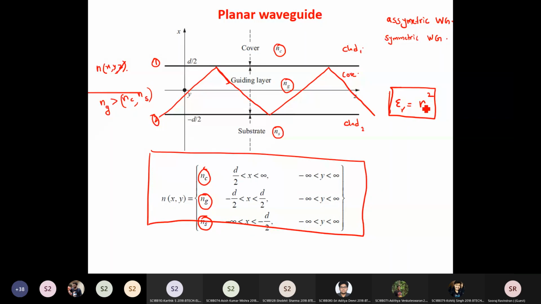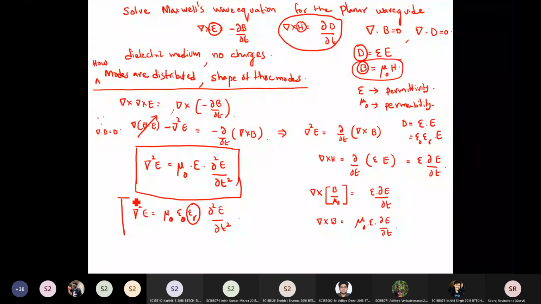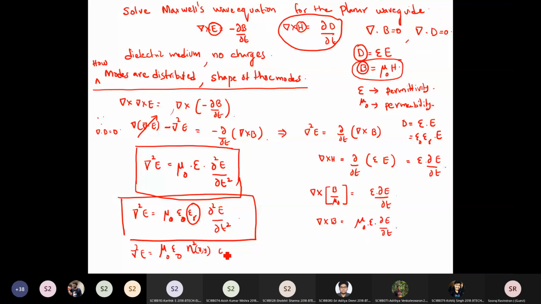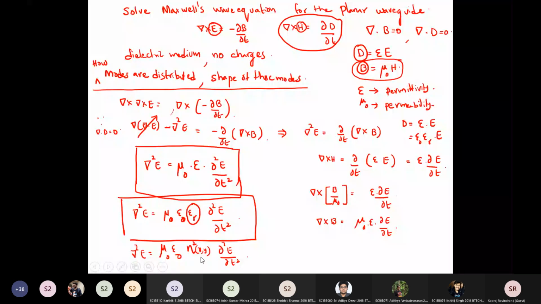This refractive index of the material is defined for this particular waveguide in this fashion. That means the equation we have just written, del square E is equal to mu naught epsilon naught epsilon r dou square E divided by dou T square, can be written with epsilon r as n square, or in fact n of x comma y squared. So I am going to replace epsilon r with n square of x comma y. And how do I define n of x y? n of x y is defined like this.